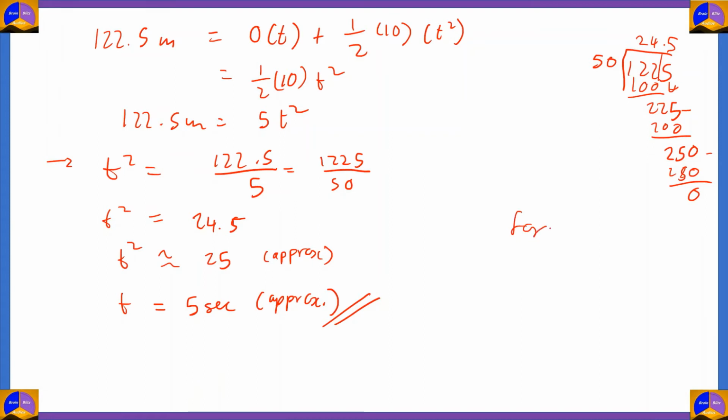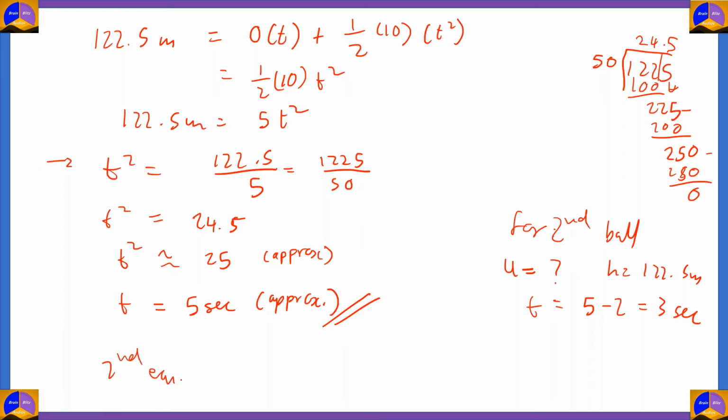Now let's write the quantities for the second ball. For the second ball, there is a definite initial velocity u that we need to find out. H is 122.5 meters. Time, because it's thrown 2 seconds afterward, will be 5 minus 2 equals 3 seconds. Now we're ready to find the initial velocity of the second ball. Once again, we use the second equation of motion: h is equal to ut plus half gt squared. The value of g does not change, so g remains 10 meters per second squared.